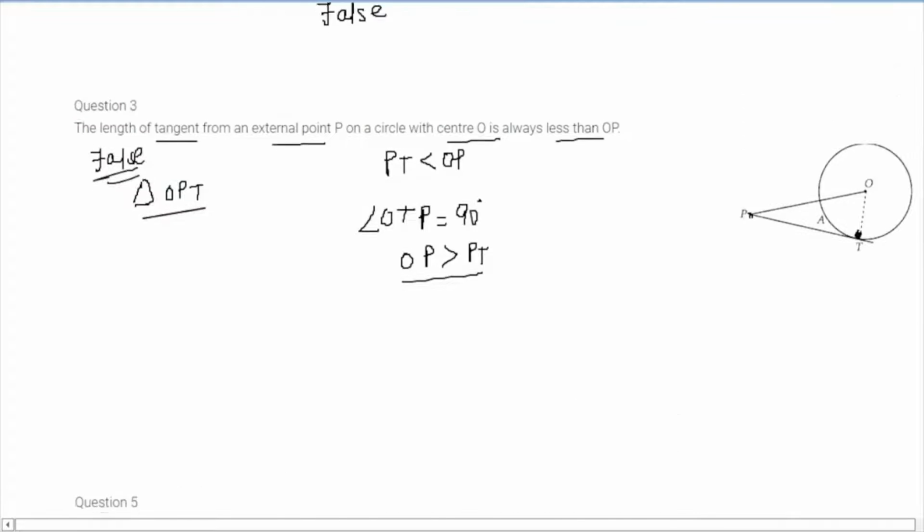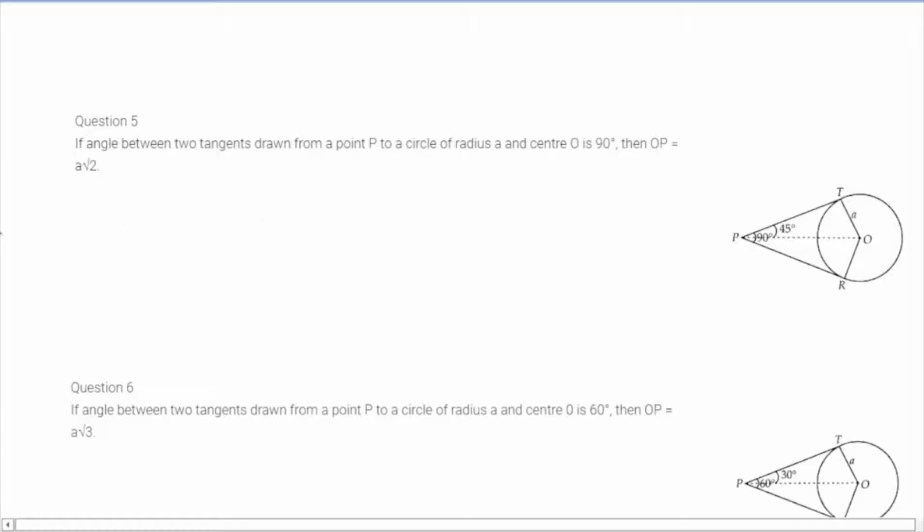Now in question number 5, if the angle between two tangents drawn from a point to a circle of radius A and center O is 90 degrees, then OP is A times root 2. So it says if the angle between two tangents, that is this angle TPR, is 90 degrees, and O is the center of the circle, we have to prove that the length of this OP is A times root 2.